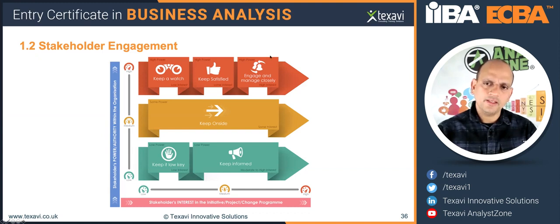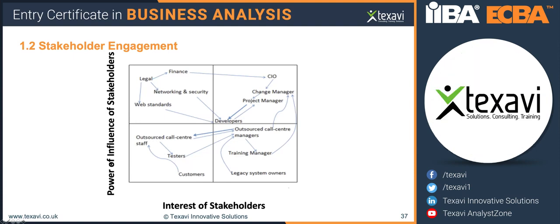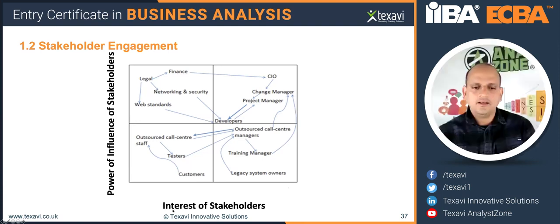So the important thing is: high power, high interest, engage them. Low power, low interest, ignore them. Some power, some interest, keep them on your side and just keep them updated. Yeah, that's the whole idea. Okay. So again, another thing here: power of stakeholders, and again, interest of stakeholders. It's not influence of stakeholders. It's interest: what their interest is in your initiative here.